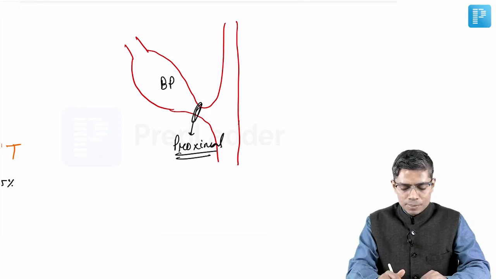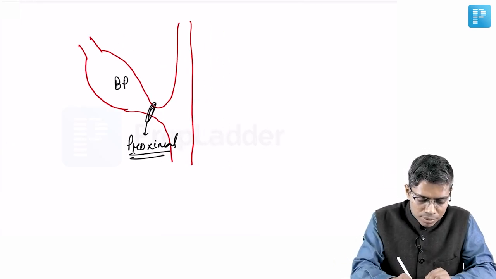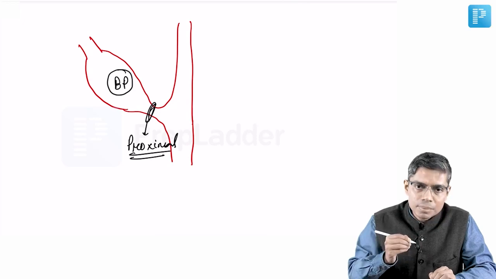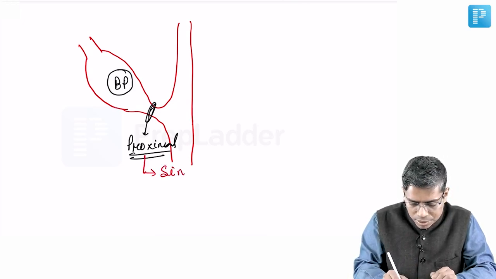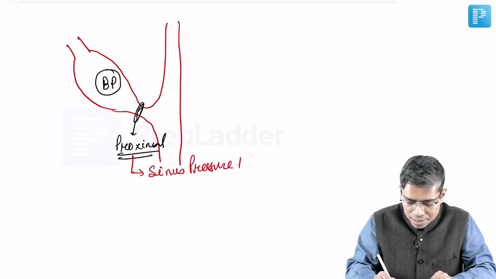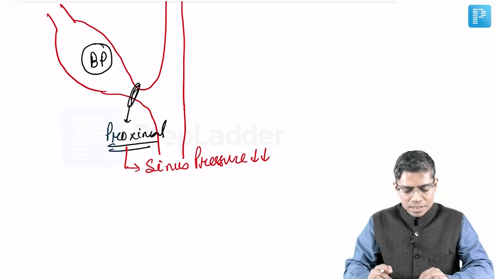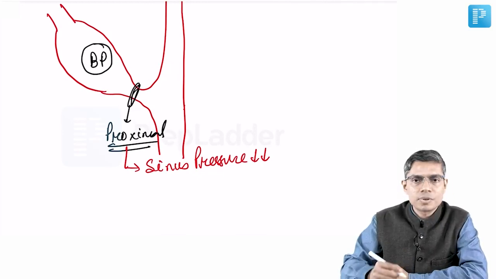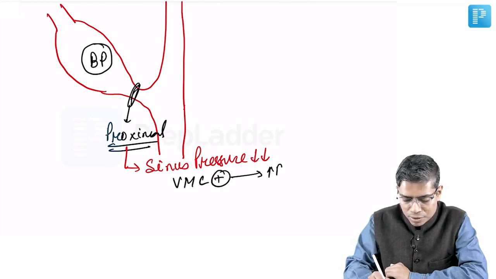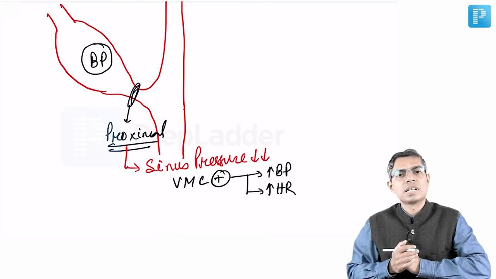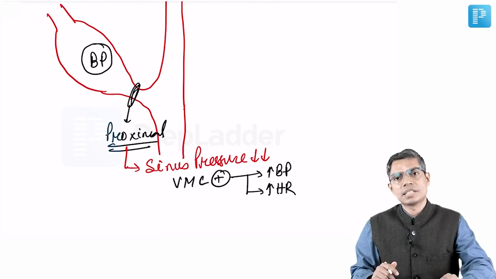Very simple. If you are blocking here, blood flow will not be there at the level of this sinus region. So sinus pressure will decrease. Decrease in sinus pressure means, as we have already seen, the baroreceptor will be inhibited. Baroreceptor inhibited means the vasomotor center will be activated. Vasomotor center activated means your blood pressure will be high, your heart rate will be high. This was the question which was asked in the AIIMS entrance examination.